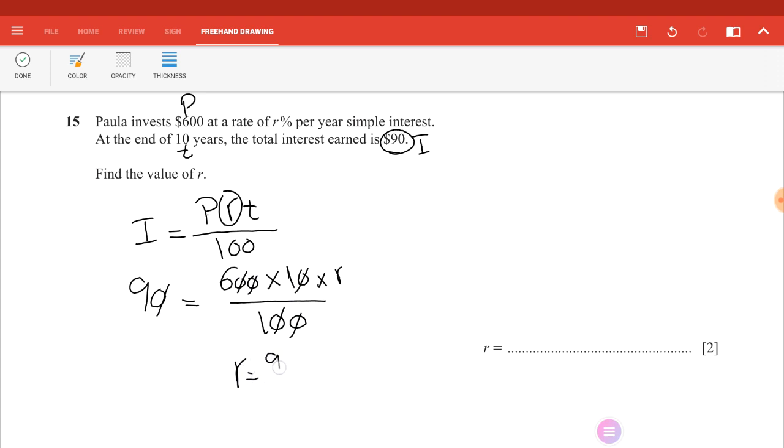R equals 9 over 6, which is 1.5. So the answer is 1.5. Okay, let me check if I did anything wrong. I is 90, P is 600, T is 10 over 100. I think it's right. It's okay. It's right.